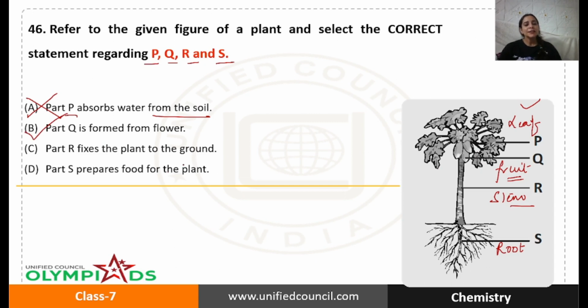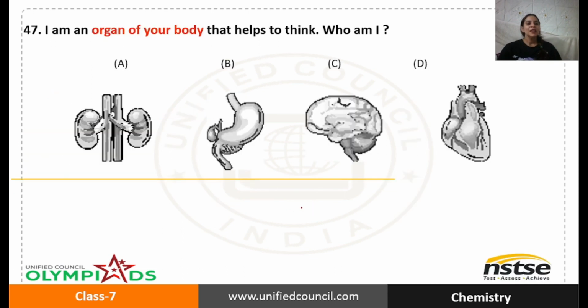Part R fixes the plant to the ground. Stem? No. Because part S fixes. Root fixes plant to the ground. Part S prepares food? No. Food is prepared by P, not S, because S is identified as roots and root help in the absorption of water and minerals. So that is the reason. Which option is correct, students? Option B is correct.